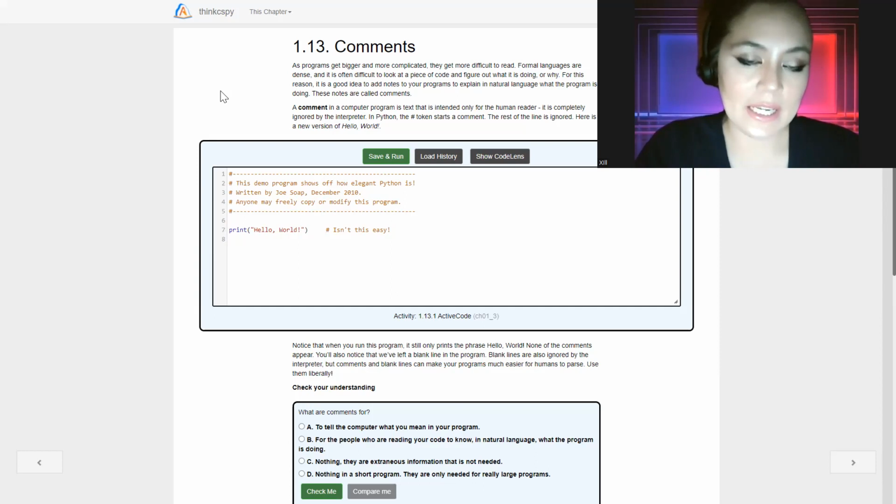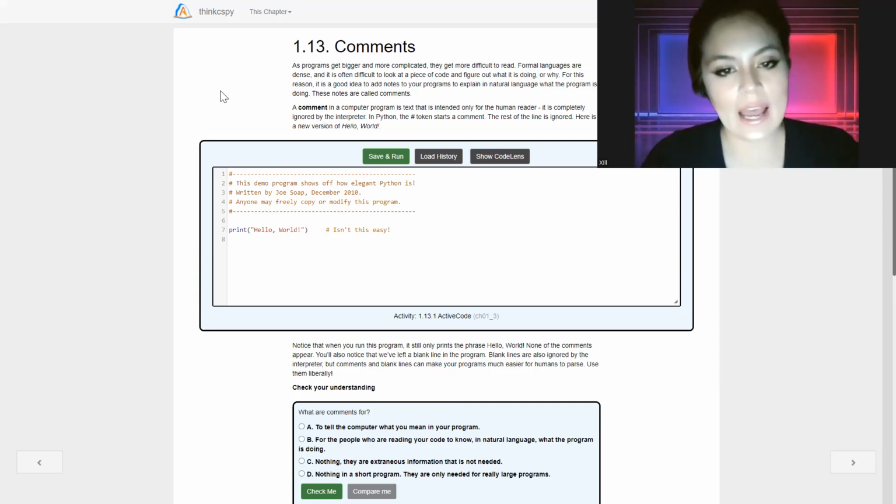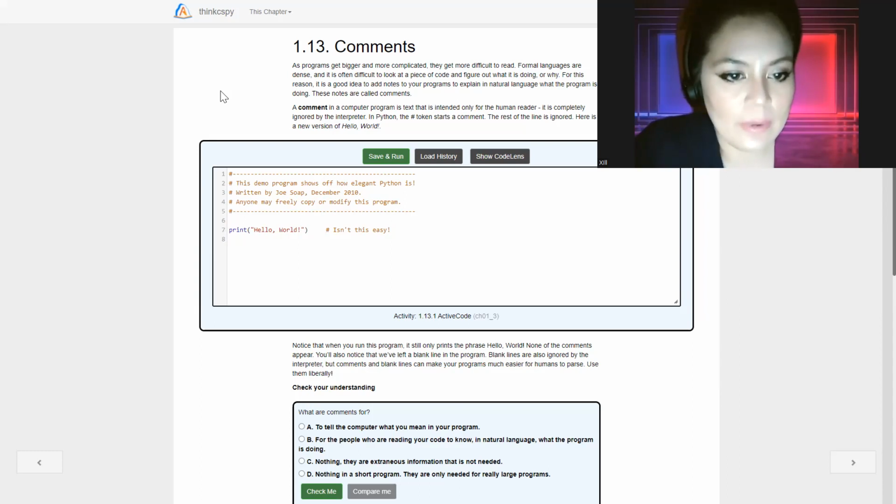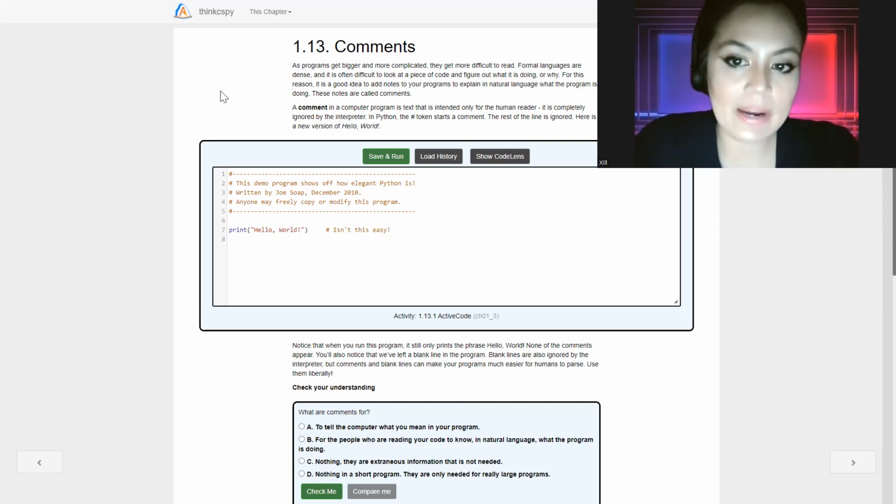For this reason, it is a good idea to add notes to your programs to explain in natural language what the program is doing. These notes are called comments. A comment in a computer program is text that is intended only for the human reader. It is completely ignored by the interpreter. In Python, the hashtag token starts a comment. The rest of the line is ignored.